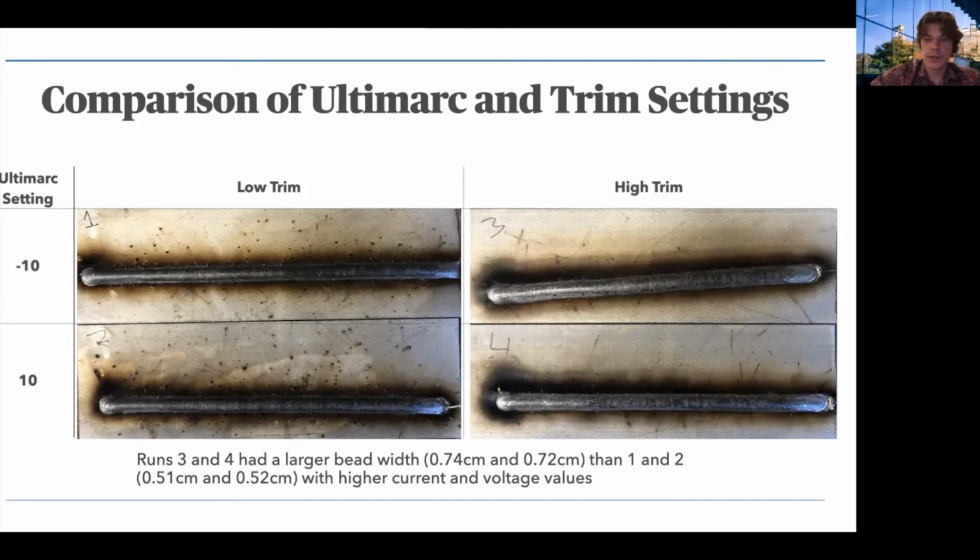Now, the Ultimark setting had a little less impact, but you can actually see a more significant change from samples 1 to 2 on the left, where the +10 Ultimark setting had more desirable thermal properties from that bead. And as you can see below, runs 3 and 4 had a larger bead width, which is consistent to higher heat at 0.747 meters and 0.72, and 1 and 2 were shallower. And runs 3 and 4 had higher current and voltage values.